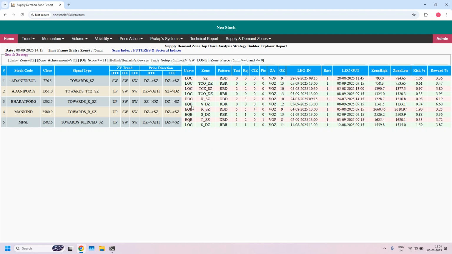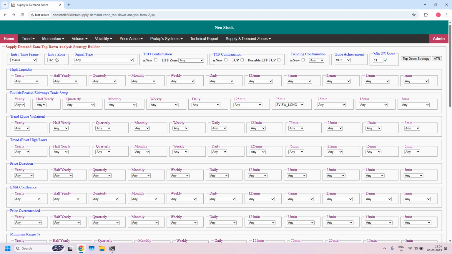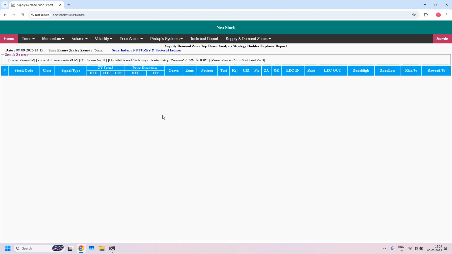Sideways short trade setup for weekly income trade. 75 minute supply zone, and here sideways short. Let's filter. We don't have any stocks.